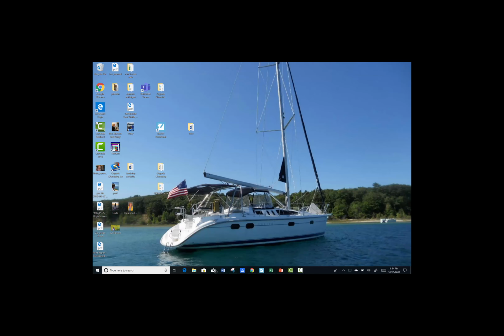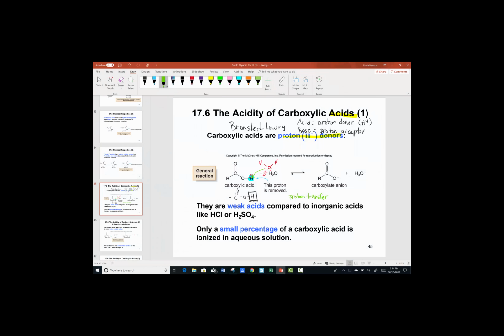And now look at what's happened. The carboxylic acid without its proton is now an anion, a negatively charged ion. That's how I remember that vocabulary word, a negative ion. And I can see the negative charge where the proton once was.